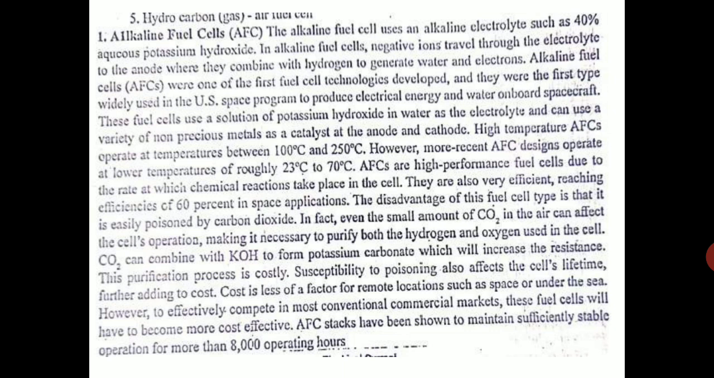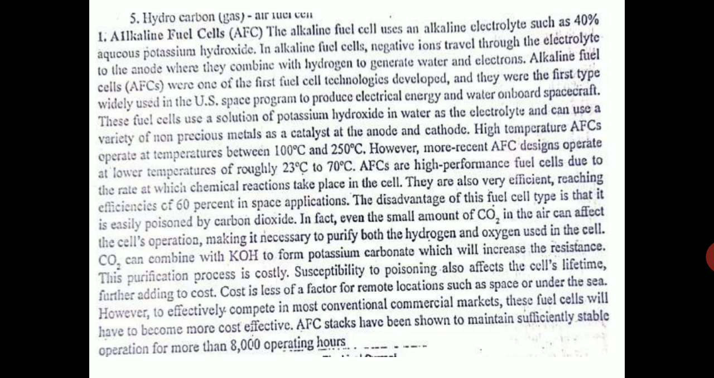This purification process is costly. Susceptibility to CO2 poisoning also affects the life of the cell, further adding to the cost. Cost is less of a factor for remote locations such as space or under the sea. When we are working in space or in the sea, the cost is not important. There the quality, reliability and life are the most important things.